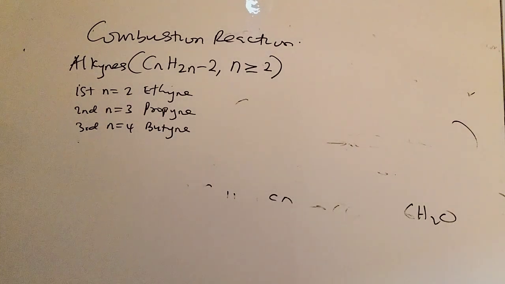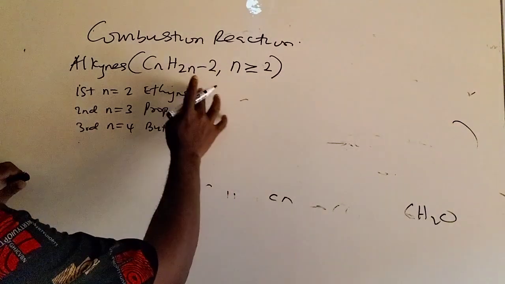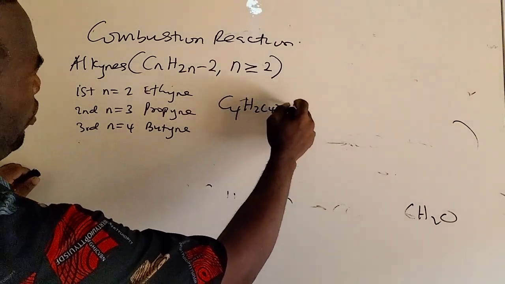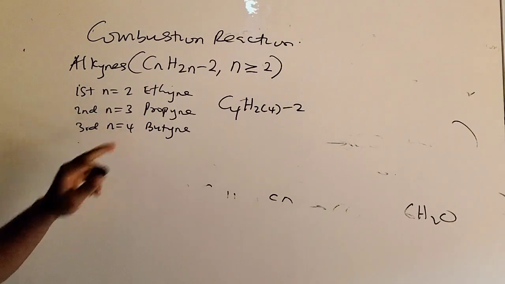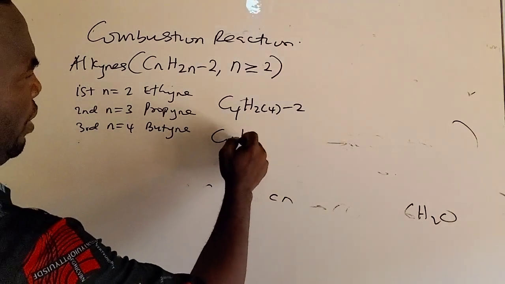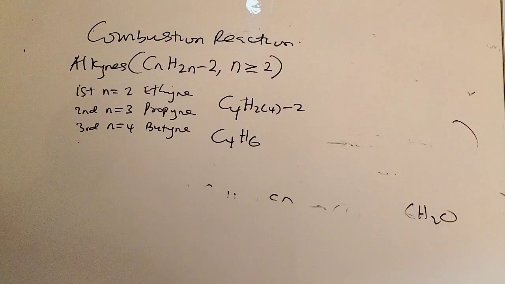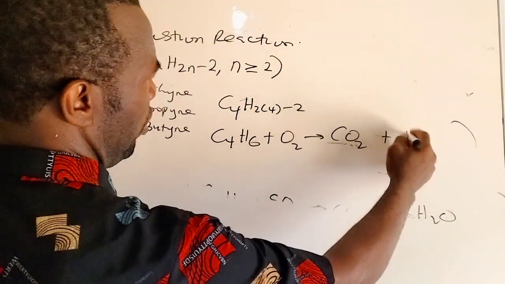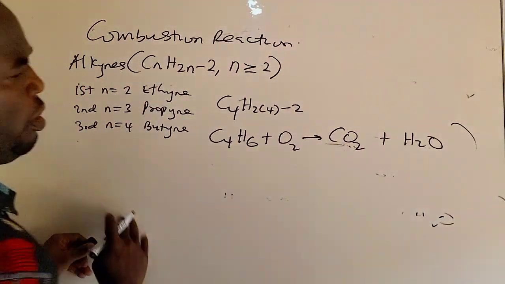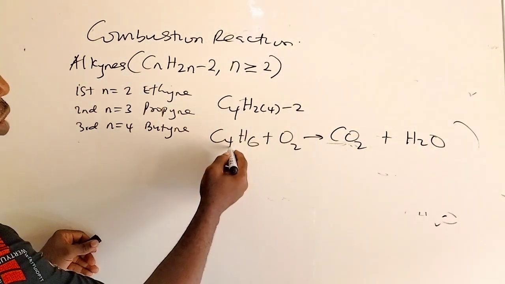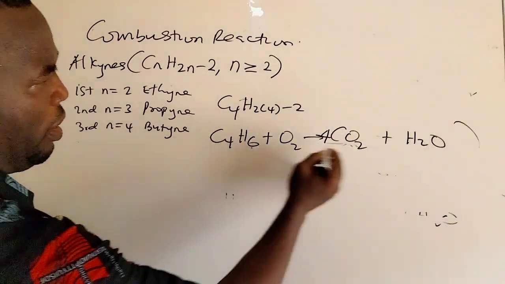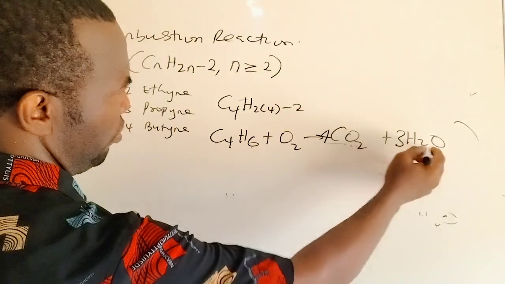Now let me say I want to use the third member, butyne. To demonstrate combustion, I'll put C4H2 times 4 minus 2, replacing n with 4, and I have C4H6. Then plus oxygen, that gives me CO2 plus water. So you balance it up. 4 carbons here, you put 4. 6 for hydrogen, and there's 2 here, you put 3. 3 times 2 is 6.